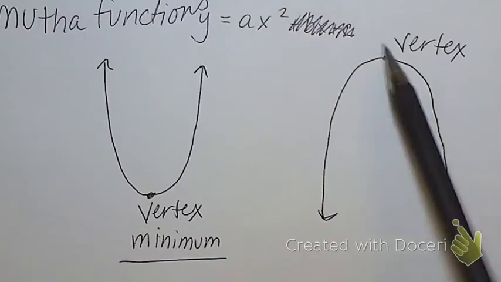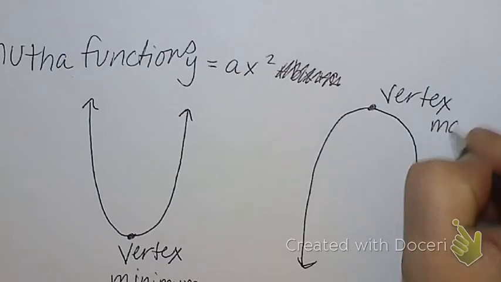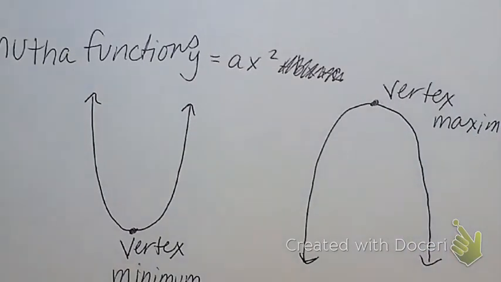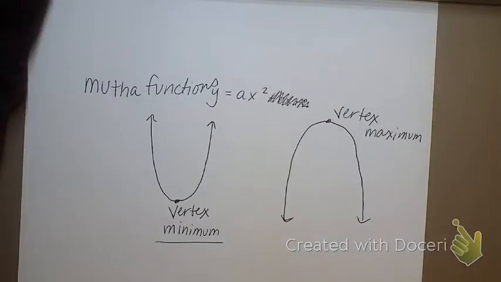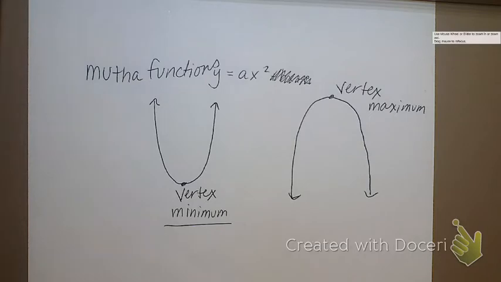If our vertex is at the top, because our parabola opens down, it is called a maximum. Okay, I have to zoom out because I can't. Sorry, Alexis. I'll zoom back in when I'm actually doing a problem.